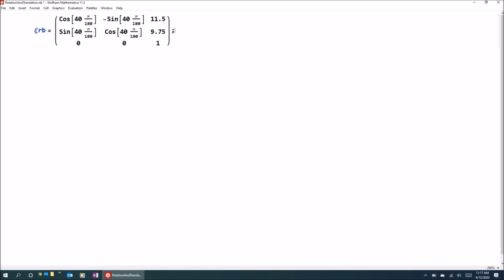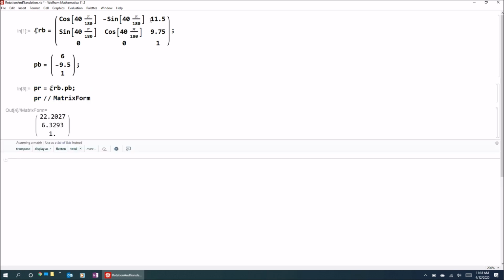Okay, so there's our psi matrix, and then the next thing we needed was the pose PB. So again, that was our 3 by 1 vector of 6, what was it, minus 9.5, and then we needed a 1 at the very bottom, okay? So let's get those in, shift enter, and now let's just go ahead and calculate the pose of the system in the R frame, which was just going to be psi RB dotted with PB, okay? So let's go ahead and take a look at that thing in matrix form, and here's our answer, okay?